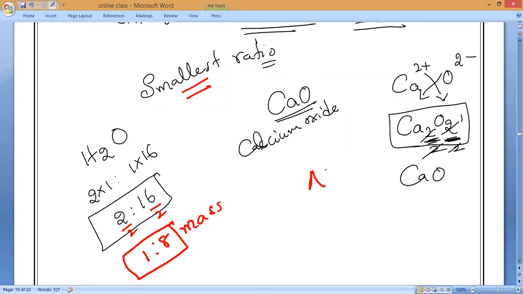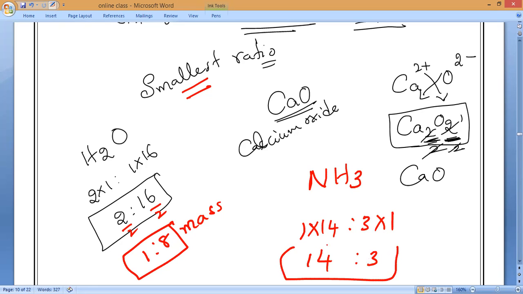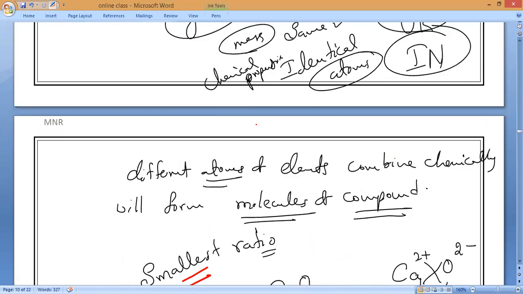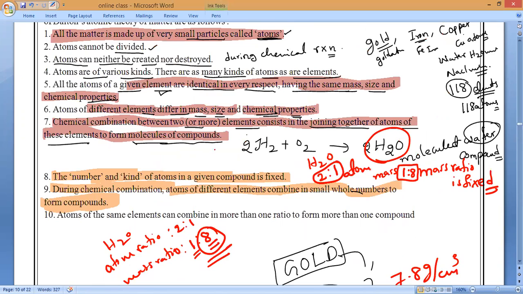For example, if we take ammonia, you take 1 into 14 is to 3 into 1, which equals 14:3. Now it is not possible to make it smaller, so it is already in the smallest one. So we can write the mass ratio of ammonia as 14:3 only. Is it okay, everybody? Abhirami, Harini? That is what you have to remember.